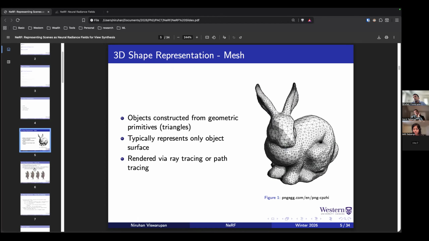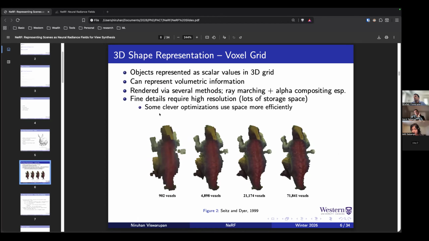But in a voxel grid, you can put voxels and color voxels inside the object and keep some volumetric information. So that's what they're saying, it can represent volumetric information. It can be rendered via several methods: ray marching, alpha compositing. So this we will discuss later. Just know the terms now. We will discuss alpha compositing later.